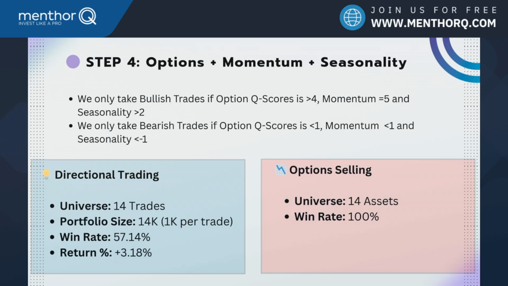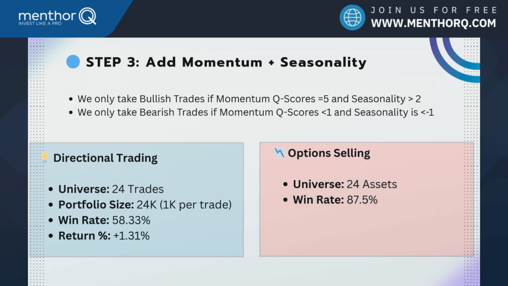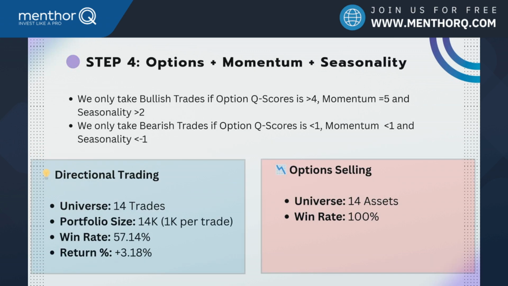As a result, what we see is that now the universe is also smaller. We only have 14 assets that match this criteria. Our win rate is now 57.14%, and our return percentage is 3.18%, which is great compared to the previous exercise where we have a similar win rate but a better performance. But the most important part is that we now have a 100% win rate on our option selling strategy. So I'm going to show you where you can find this data.